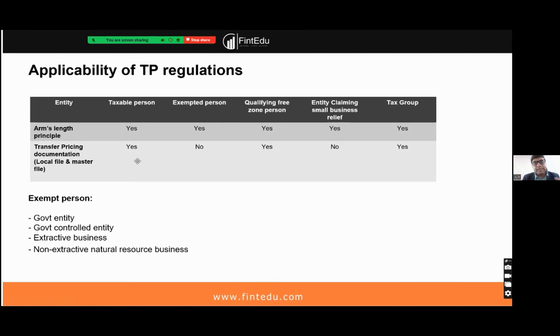Now, documentation, as I mentioned, the local file and master file, these are exempted specifically in the guide for exempted entities and the entities claiming small business relief. So before we talk about the disclosure form, we should have clarity on to whom these regulations are applicable, and then we would be able to identify appropriately the related parties and the connected persons.